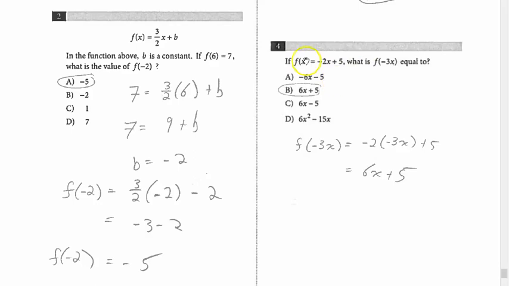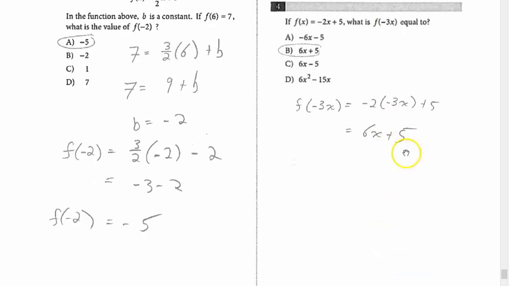For this one, this just involves how we plug things in. So f of x is -2x plus 5. What is f of -3x? Well, we substitute that x for this term. Multiplying, there we go. Again, always substitute with parentheses.